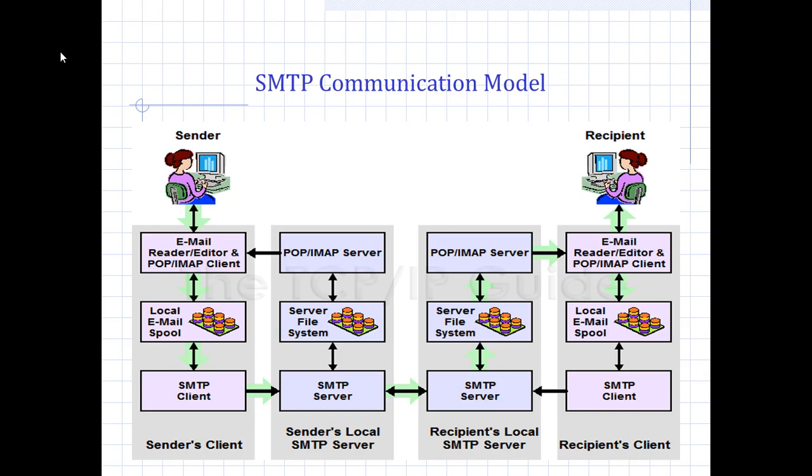This happens on the client side, and similarly there is an SMTP server that is the recipient's local SMTP server. This is on the destination, and it takes the same action. It fetches the required files from the server file system, and there is a local email spool that is collected as a cache or temporary storage, and through the POP and IMAP requests, the particular mail is sent to the recipient's client.